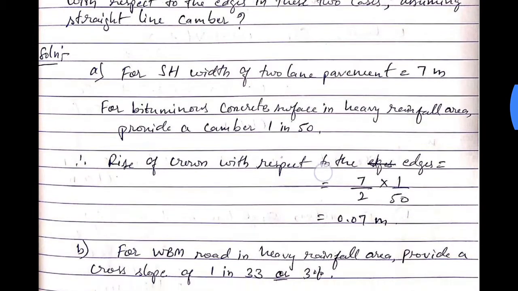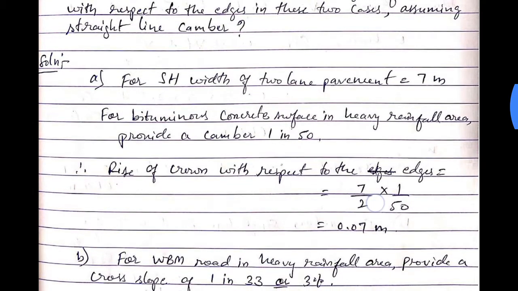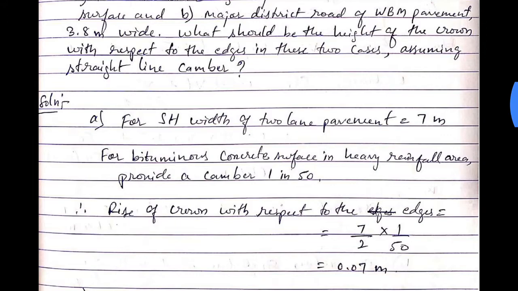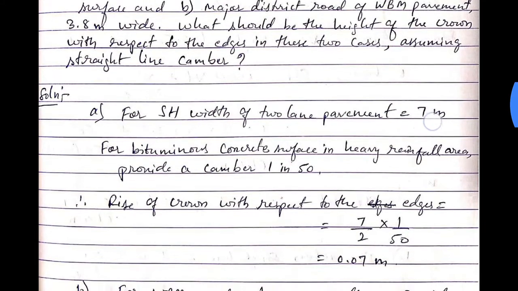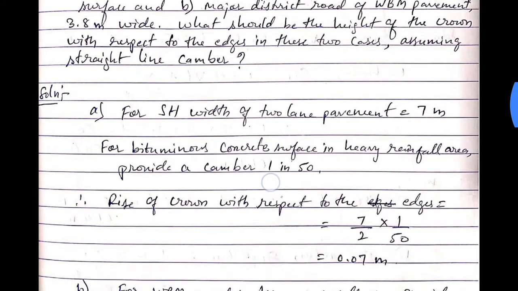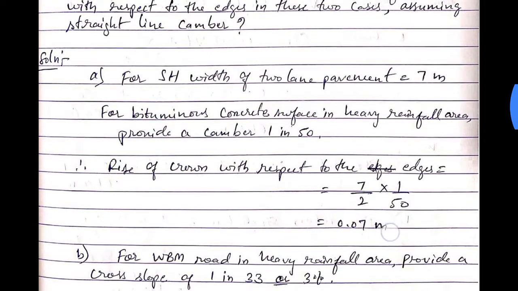So rise of crown with respect to the edges is equal to 7 by 2, that is half the width. Since the crown is nothing but the highest point on the road and it is at the center of the width of the road, this slope will be on both the sides of the road. So in order to find out the height, you consider half of the total road width. Since the total road width is 7 meters, we take 7 by 2 into 1 in 50. So 1 in 50 is 1 by 50. So you get 0.07 meters.